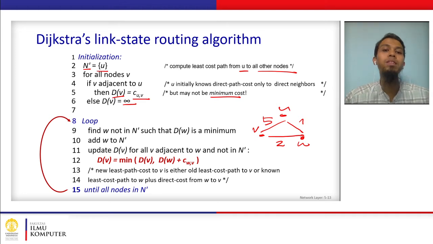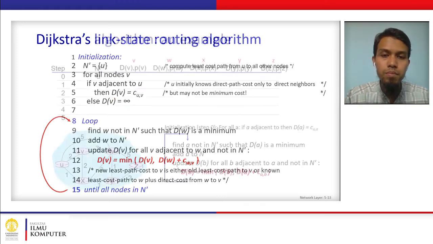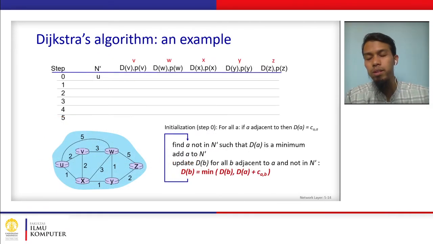Now we take the minimum between the direct path, something that we already know before, D(v) was 5, and then the cost of D(w) is 1 and the cost from w to v is 2. So we know that this is the minimum cost. Now to go to v, we can go from u to w and then go to v. This process is done iteratively until we cover all the nodes in the network. Okay, now let's go with the example.